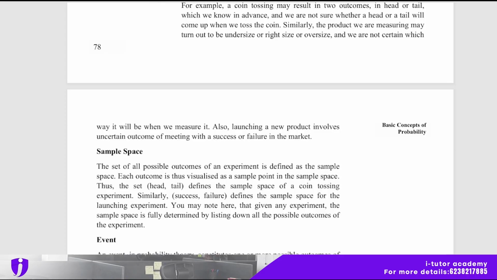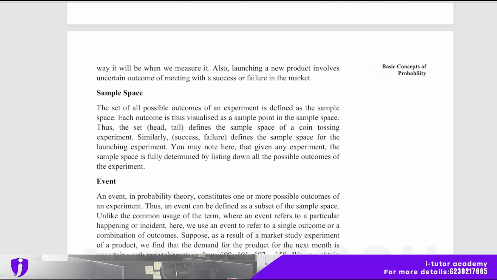The set of all possible outcomes of an experiment is defined as a sample space. Each outcome is thus visualized as a sample point in the sample space. Thus the set defined is the sample space of a coin tossing experiment. Similarly, define the sample space for the launching experiment. You may note here that given any experiment, the sample space is fully determined by listing down all the possible outcomes of the experiment. Event.